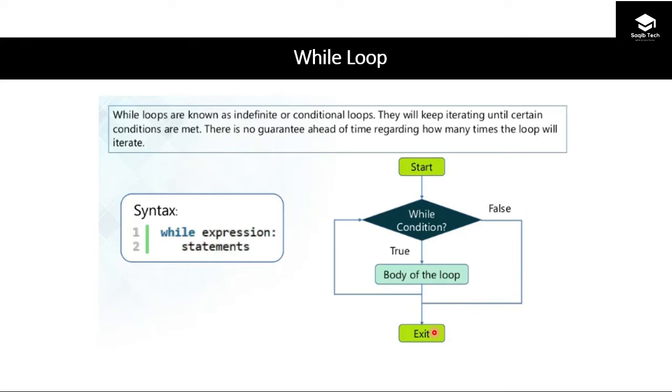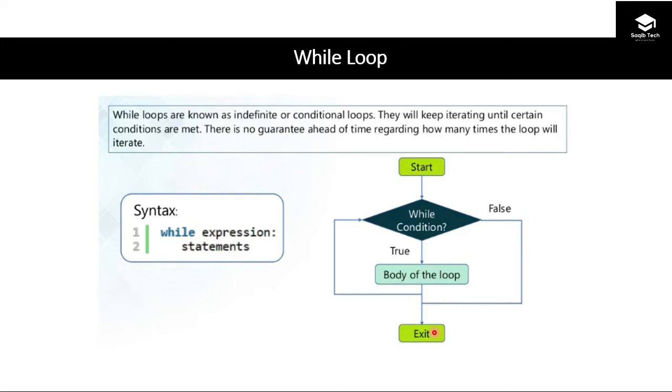Okay, to stop that loop there must be a condition. Okay, there must be a condition that says when it should stop. They will keep iterating until certain conditions are met. There is no guarantee ahead of time regarding how many times the loop will iterate. Means that we don't know in advance how many times this loop will continue. Okay, but it will stop when a certain condition is met.